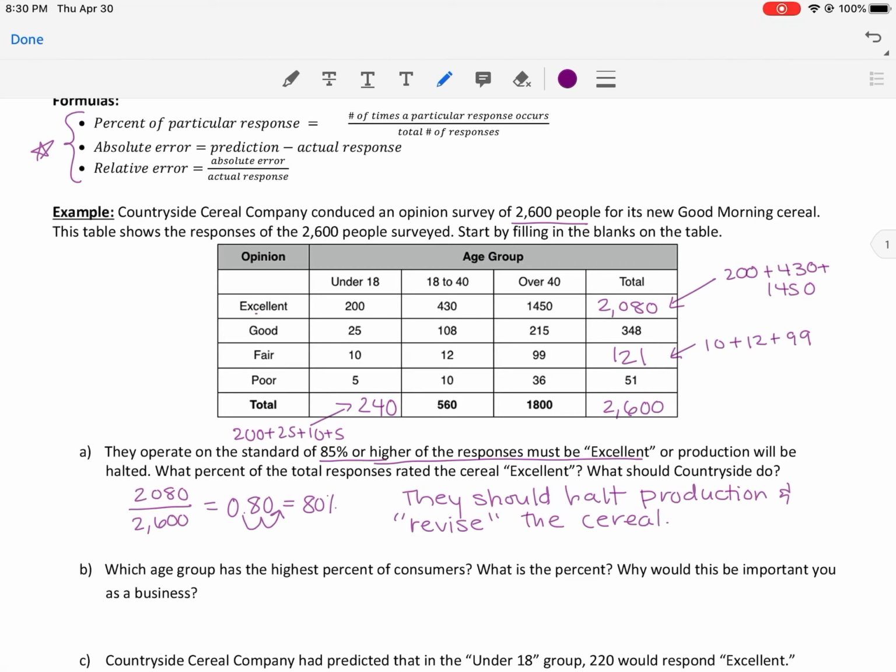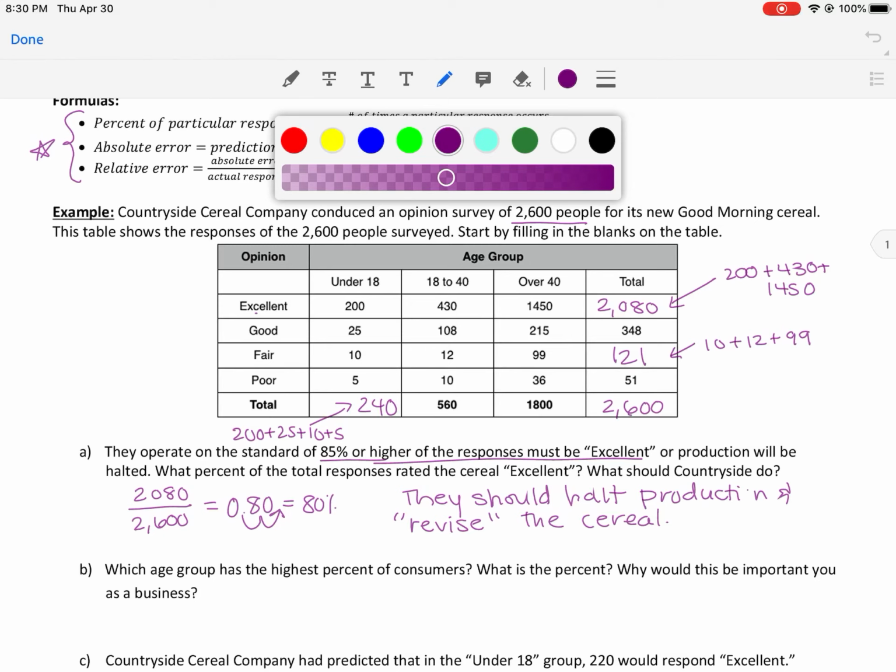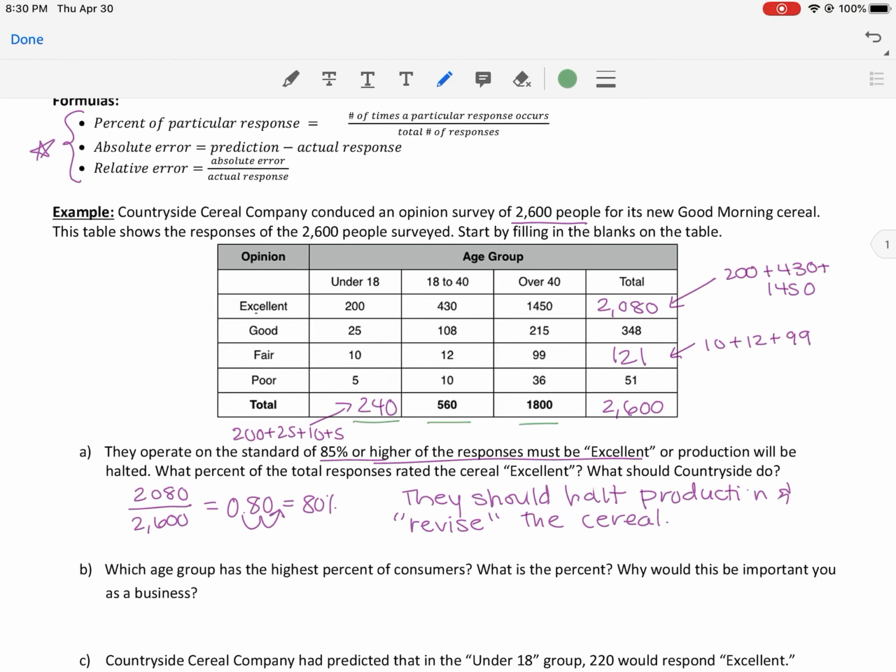Which age group has the highest percent of consumers? If we look at the age groups, we're looking at the columns. Under 18 has 240, 18 to 40 has 560, and over 40 has 1,800. Just looking at these numbers, you can tell the most are in the age group over 40. As for the percent, you take the 1,800 people, that particular response, divided by the total number of people, and we get 0.692. Move it two places to the right, and we get 69.2%.